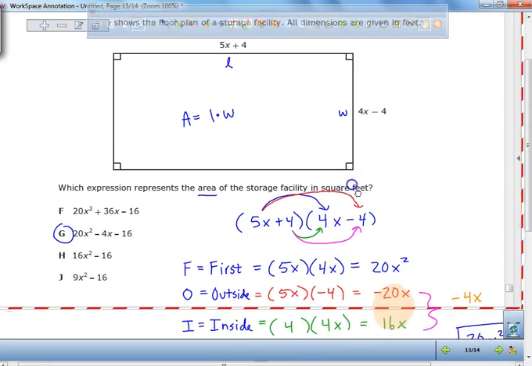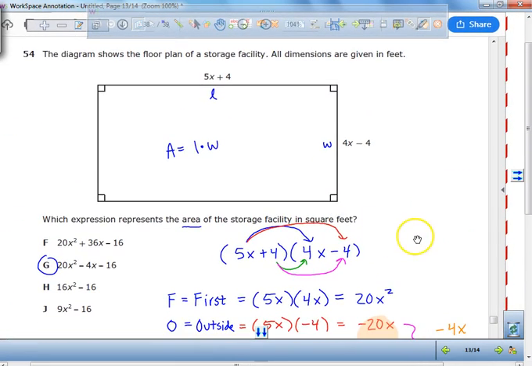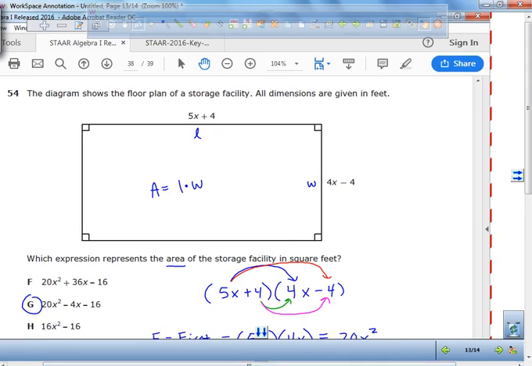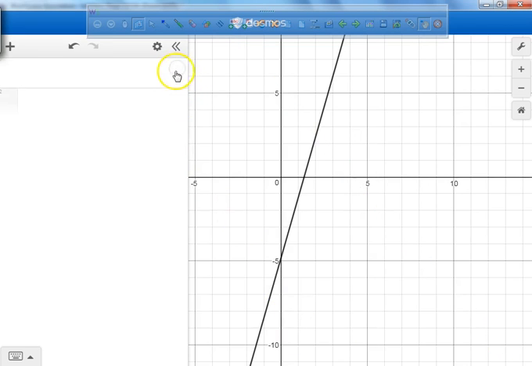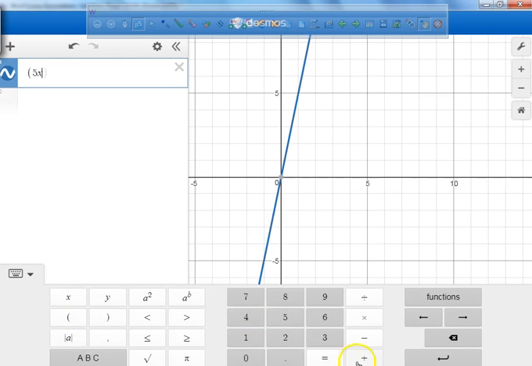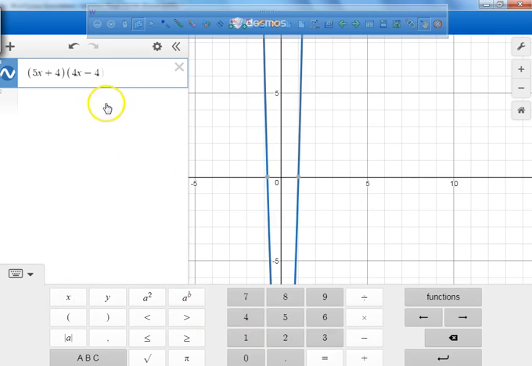Now, listen up. Here's the last thing we're going to do. We're going to show you how to check your answer in Desmos. Now, how do we check this? Check it out. We're going to take open parentheses, and it was what? 5x plus 4 in parentheses. And then we're going to do what? 4x minus 4. And look what Desmos creates.